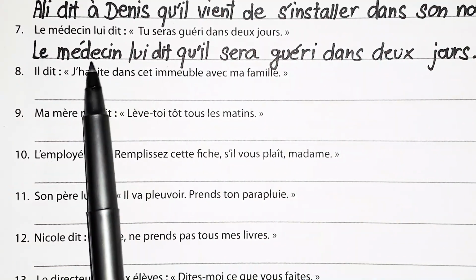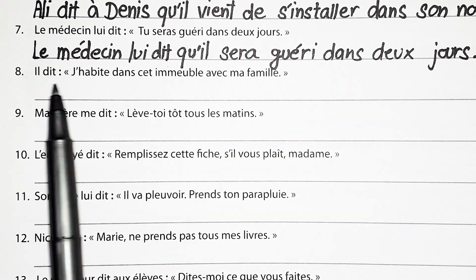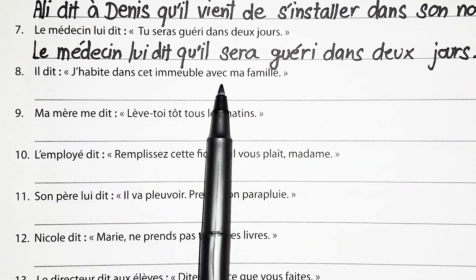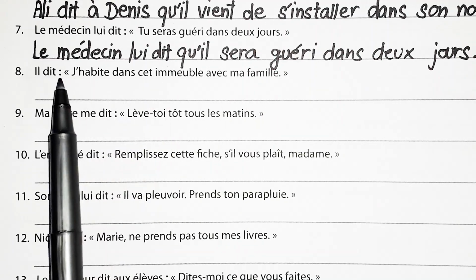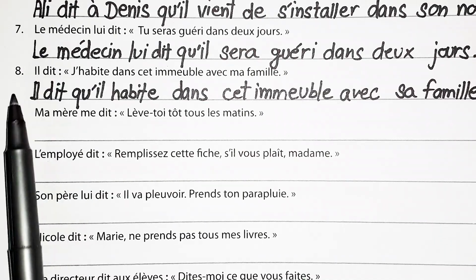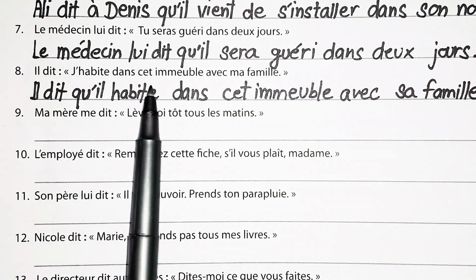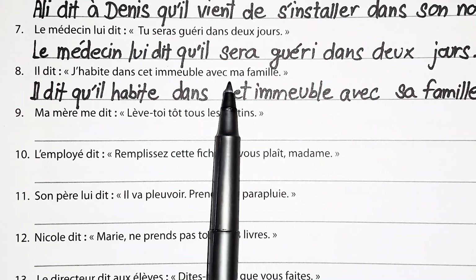That means the doctor is telling him that he will be cured in 2 days. Il dit, J'habite dans cet immeuble avec ma famille. Again, we have got a simple statement. So we'll add que here to join both the sides, and je will be changed according to the subject. Il dit, J'habite dans cet immeuble avec ma famille. He is saying, I live in this building with my family.